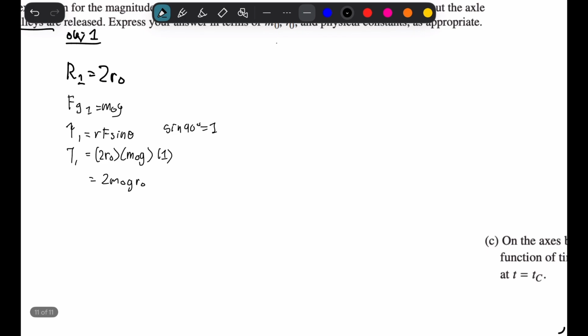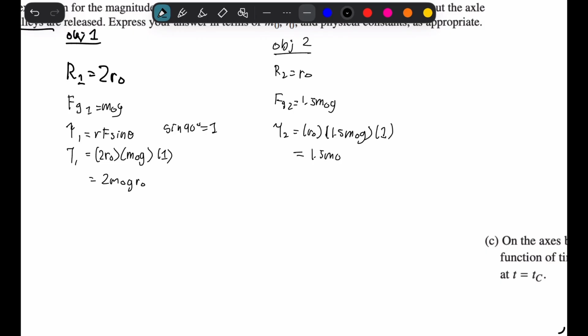Now we have to look at object 2. For object 2, we have this smaller pulley, and R2 is equal to R initial. So FG2 is equal to 1.5 M initial G. Then the torque magnitude is equal to R initial times 1.5 M initial G. And again, we have sine 90, which is equal to 1, and this simplifies to 1.5 M initial G R initial. So that's torque 1 and torque 2.